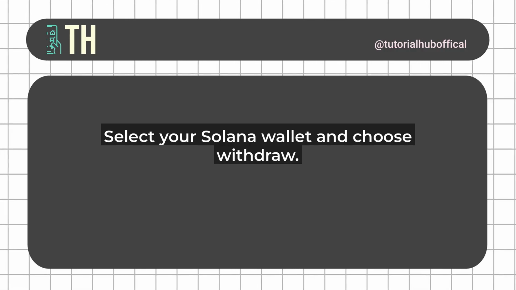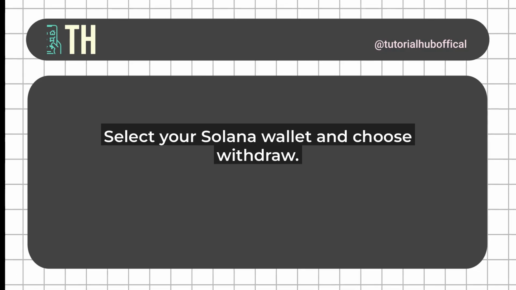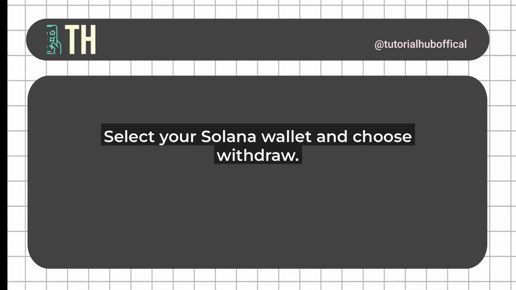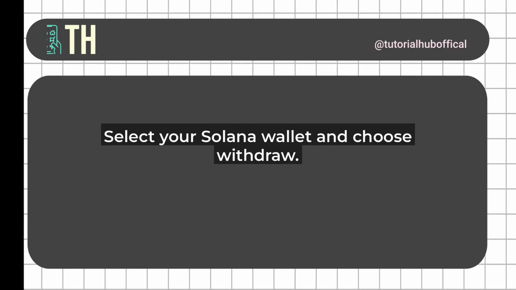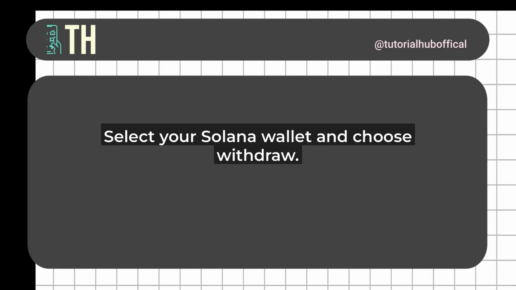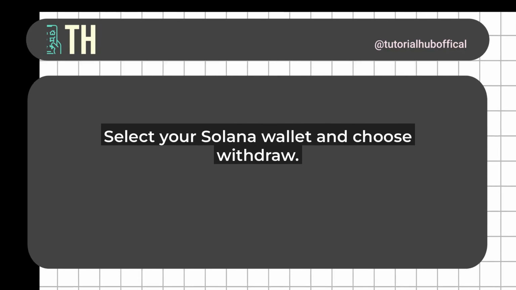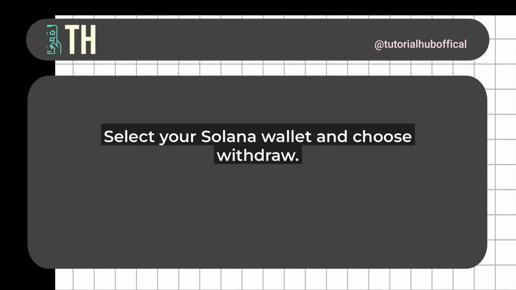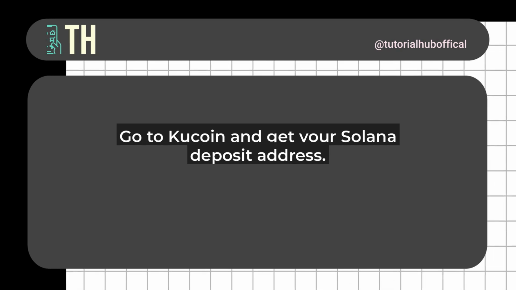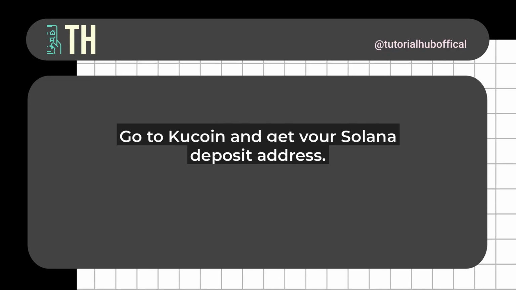Let's jump right in. First things first, make sure you have accounts set up on both Crypto.com and KuCoin, and that you have some Solana in your Crypto.com wallet. Always double-check that you're using the correct network. Solana transactions only work on the Solana blockchain, so avoid any mix-ups to prevent losing your funds.